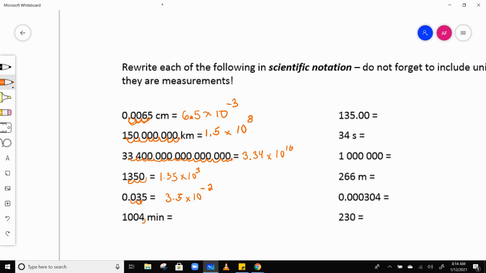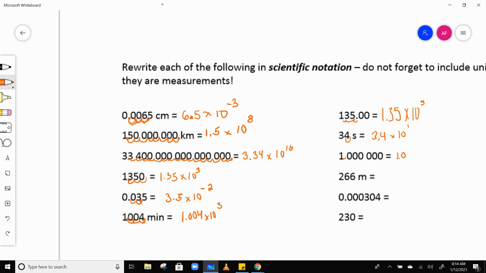Okay, next one, we have to move it between there. So 1.004, and we moved it 1, 2, 3. Next, 135, 1.35, 1, 2, 3. It's the messed up part of my screen. 34 is going to be 3.4, and then it's just 1. So times 10 to the first.